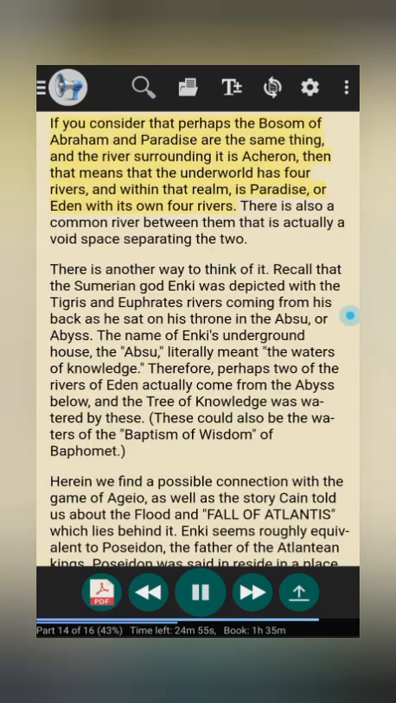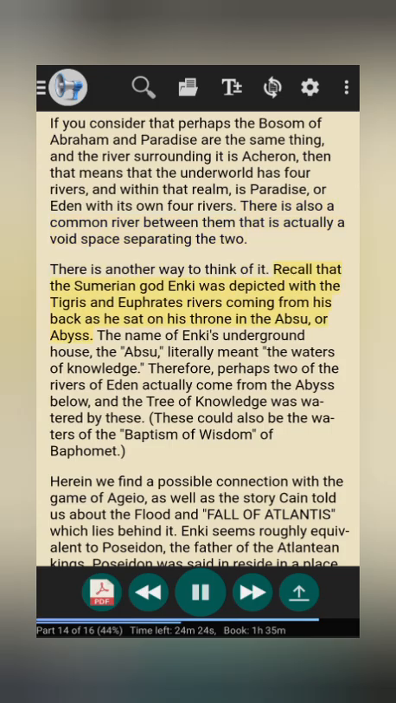If you consider that perhaps the bosom of Abraham and paradise are the same thing, and the river surrounding it is Acheron, then that means that the underworld has four rivers, and within that realm is paradise or Eden with its own four rivers. There is also a common river between them that is actually a void space separating the two. There is another way to think of it.